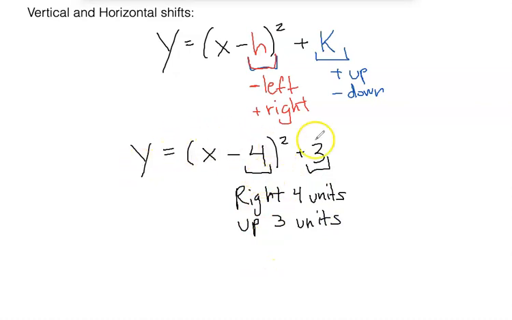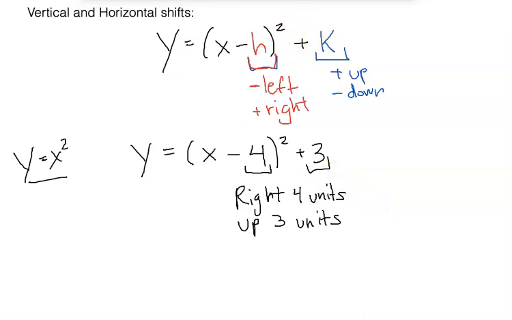So this equation written in vertex form, we can identify, because this value after the minus sign for the x minus is positive, we're going to move right 4 units. And then we've got this +3, which tells us we're going up 3 units. So comparing this graph to y equals x squared, it tells us we're going right 4 units and up 3 units.